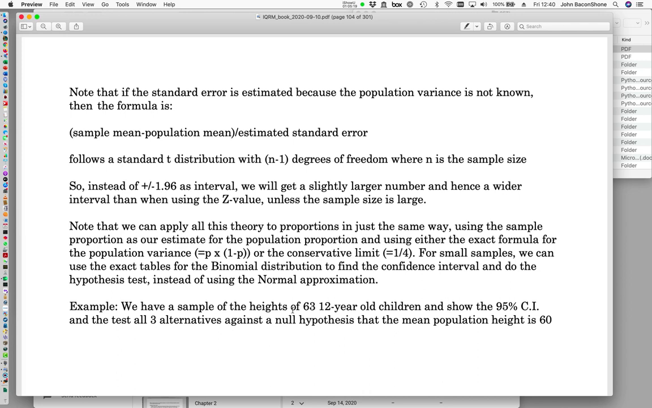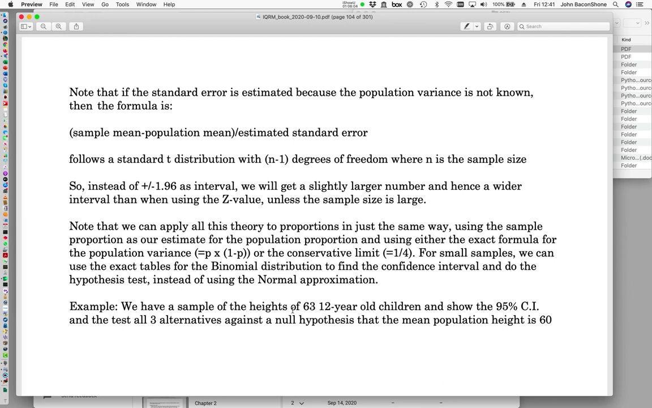Now, I've moved back and forth between sample means and sample proportions because the theory is essentially the same, right? We can talk about sample proportions as our estimate for the population proportions. As I said, if we are doing a hypothesis test, we know what p is, and hence we know the population variance. Or we can use that conservative limit that p times 1 minus p can never exceed a quarter. If we have a small sample, we can use the exact tables for the binomial distribution to find the confidence interval and do the hypothesis test instead of using the normal approximation.